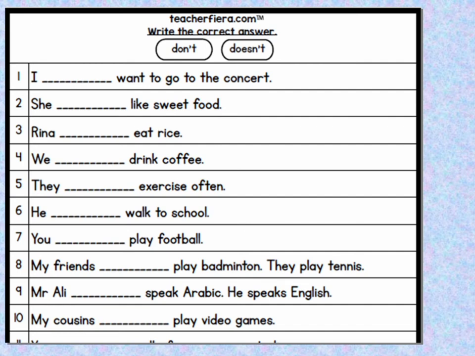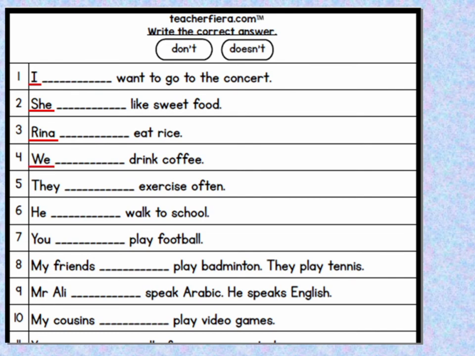Firstly, we are going to underline all subject pronouns of the sentences. Look at sentence 1. I want to go to the concert. The subject pronoun is I. Sentence 2. She likes sweet food. The subject pronoun is she. Sentence 3. Rina eat rice. The subject pronoun is Rina. Sentence 4. We drink coffee. The subject pronoun is we.